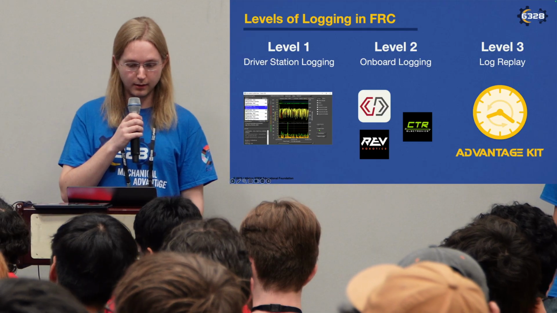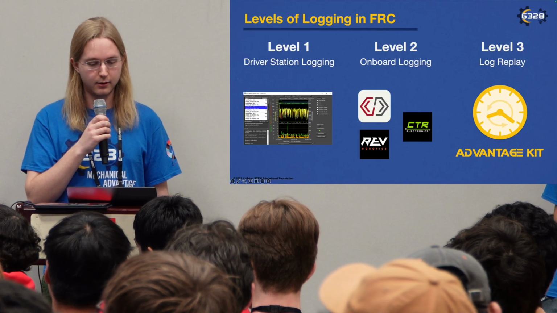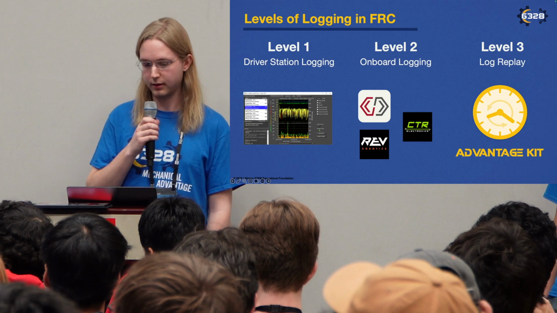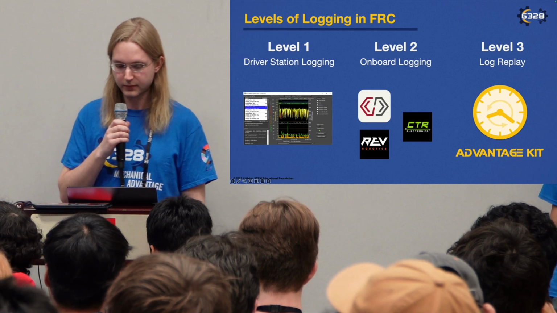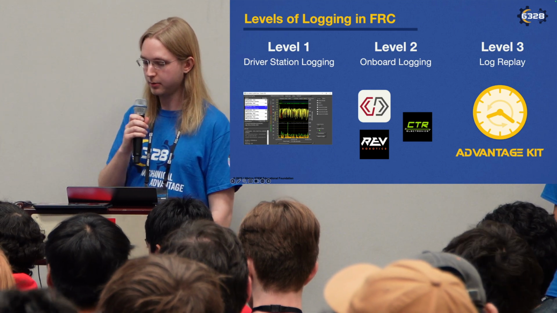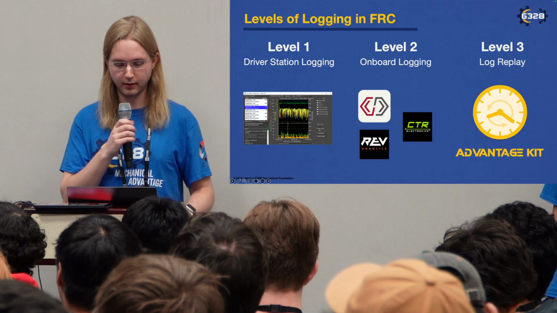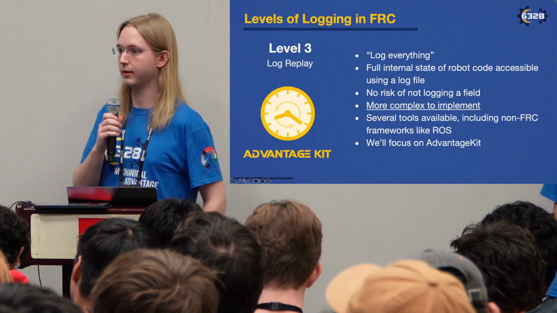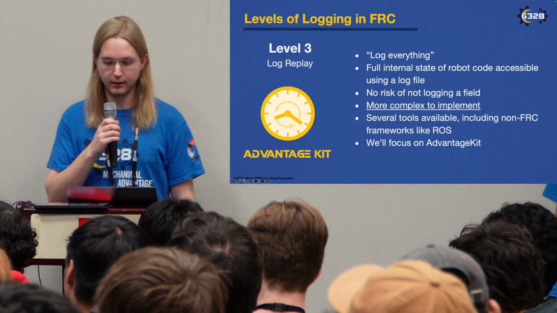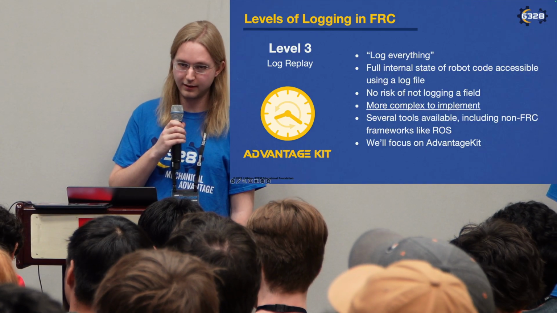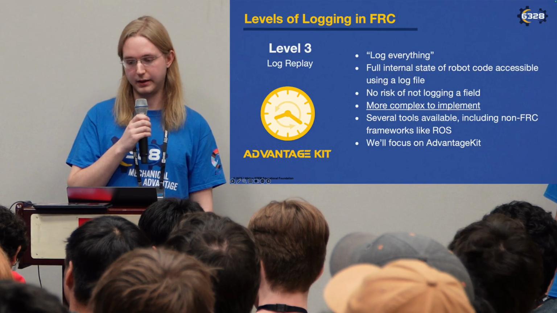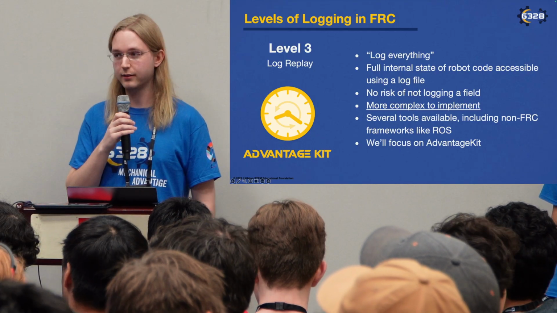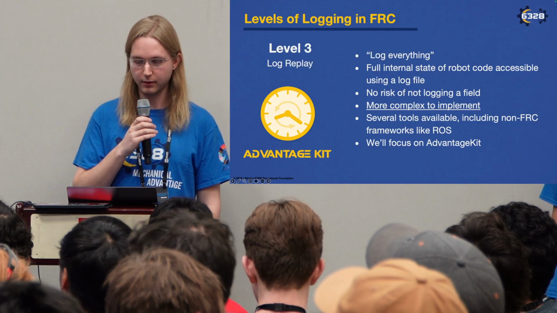Now, for those of you who didn't see our last presentation, here are the 3 levels of logging we talked about. There's driver station logging, onboard logging, and log replay. We talked about levels 1 and 2 in our last presentation, and we're going to focus on level 3 here. Now, this is what we might refer to as a log everything framework. The idea is that we want the full internal state of the robot code to be accessible using a log file. This means that there is no risk of not logging a field.